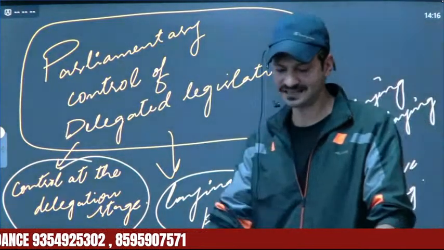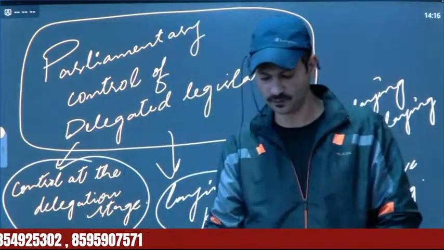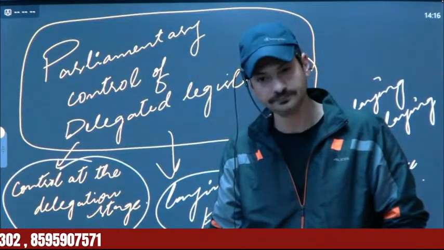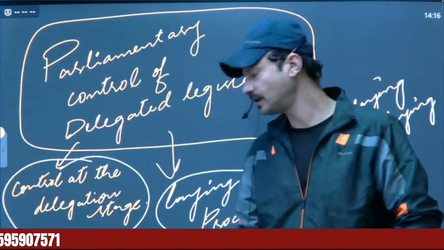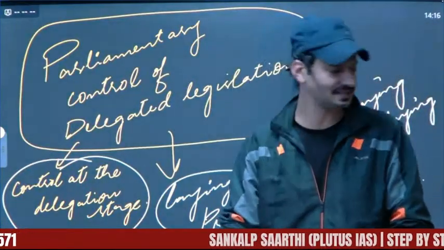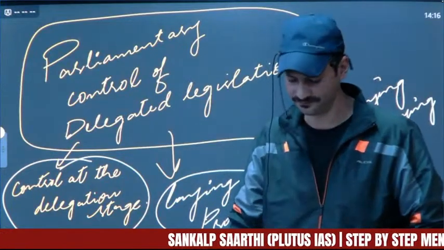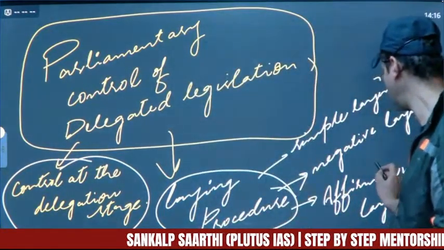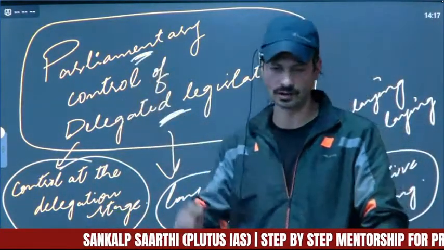Affirmative, as opposed to negative laying. Under this system, rules become effective only after the Parliament explicitly approves it. So the Parliament has to approve it. That's why the affirmative action of the Parliament is required. So once that is done, then they come into operation. So this is the strongest form of parliamentary control we have.